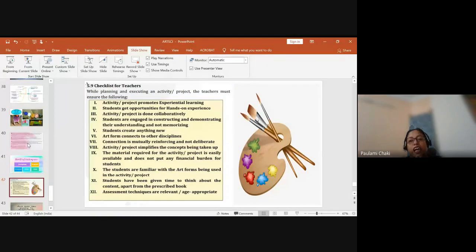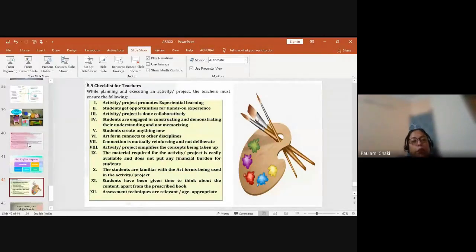So this is the checklist I have taken directly from CBSE guidelines on art integration. You all have got this checklist. If you don't have it, kindly go to cbse.nic and please collect this checklist from there. And you should always go through this checklist before you give any art integrated projects.